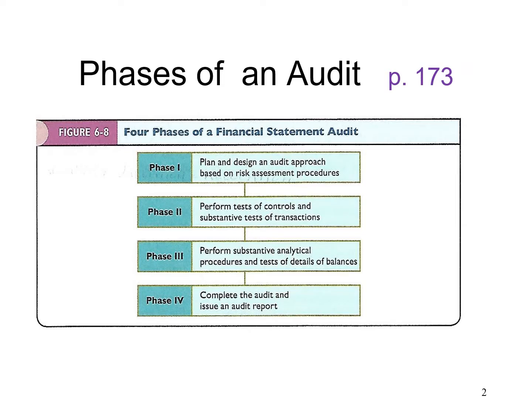The phases of the audit, according to the book, are plan and design the audit approach. I think of that as 315. Then we either perform test of controls or substantive tests, and that's 500. So that's evidence. Phase 2 and 3 are evidence. The evidence may be different in phase 2 than phase 3, but it's evidence. And then 700, the audit report, which is what we're going to start covering today.